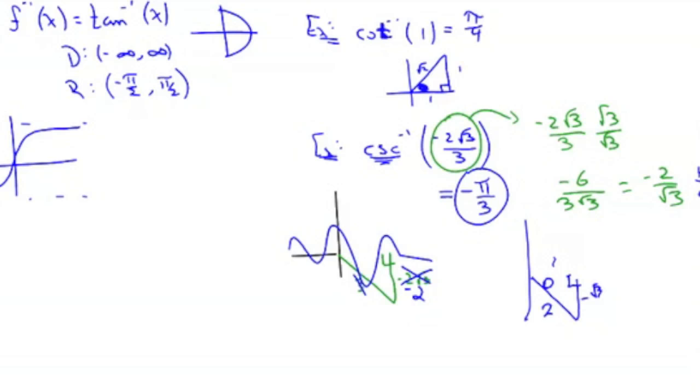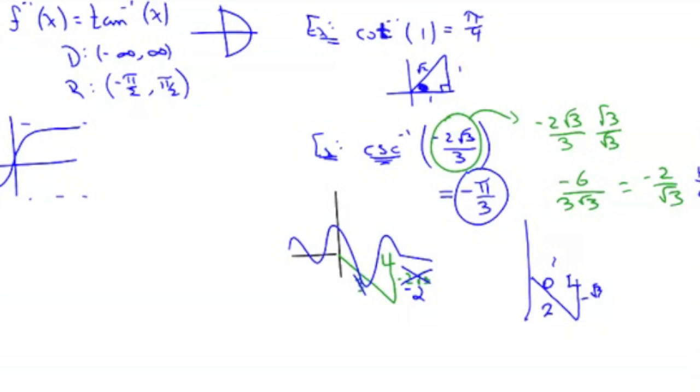How do you know? It's cosecant inverse, which is related to sine inverse, because you always go CS. And sine inverse only works in the first and the fourth, and it's negative, so it's definitely not the first. Does that make sense?